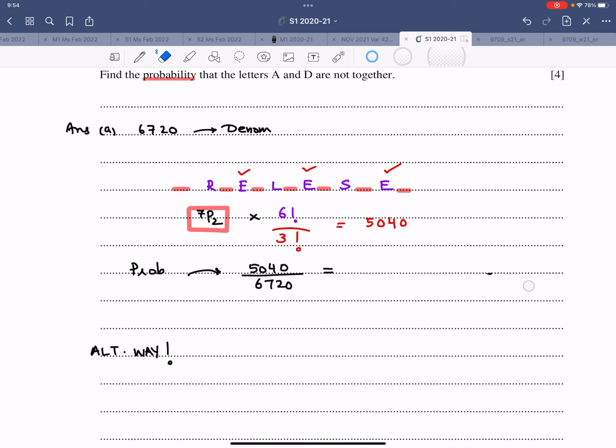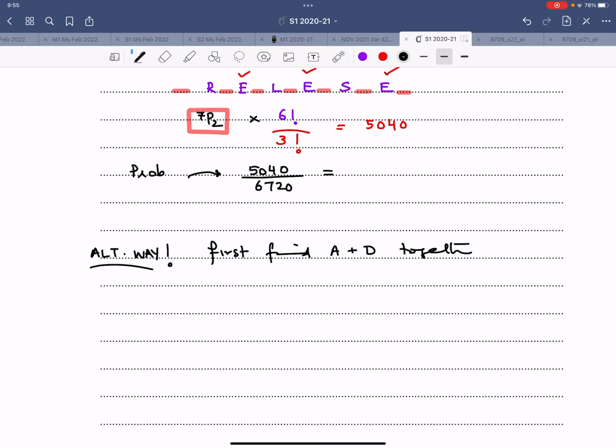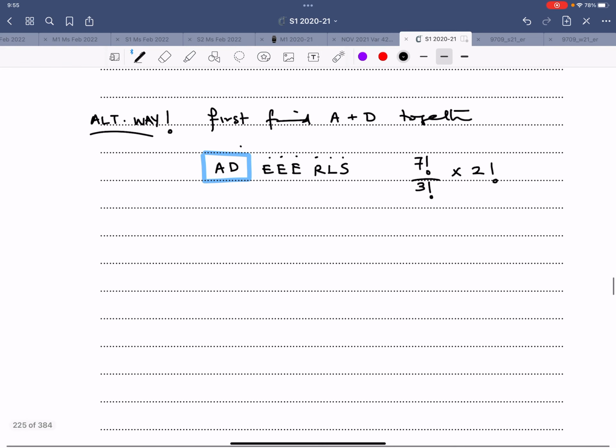Now, the alternative way, that is first find A and D together. So if I put A and D together, that is AD is here. And what do I have? I have a triple E and I have R, L, S: 1, 2, 3, 4, 5, 6 and 7. That is 7 factorial divided by 3 factorial, and what's happening inside the box? 2 factorial. So this is 5040 multiplied by 2 and then divided by 6. This comes out to be 1680.